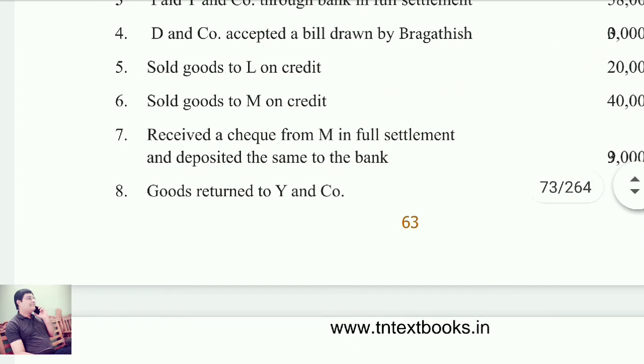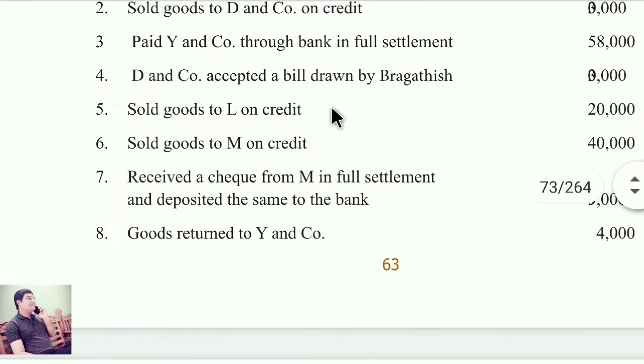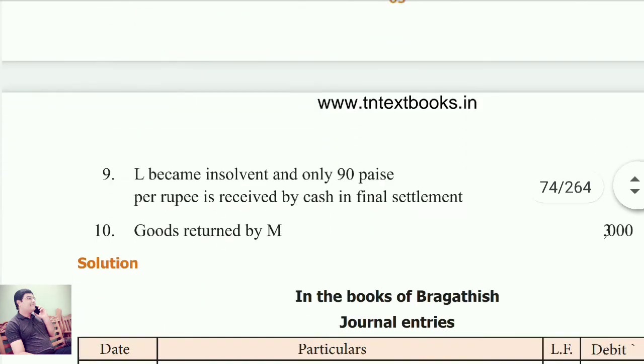Next one is what? Sold goods to M and Company on credit. Same way, M account debit to sales account rupees 40,000. Next one, date 7. Received a check from M in full settlement and deposited the same into bank, rupees 39,000. So received a check from M. How much we sold to M? 40,000. But how much we received from M? 39,000. Now see the entry.